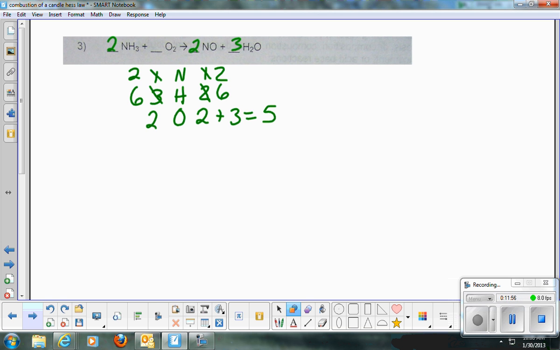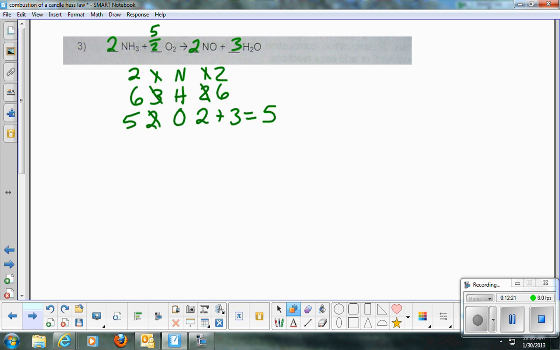Okay, now how in the heck am I going to get a 5 on the left-hand side? Because whatever number I put in front of oxygen, it's going to have to be times by 2. So here's a little trick. It often happens when you have an O2 by itself. Just for a second, I can't leave it that way, but just for a second I put 5 halves. That'll make 5 oxygens there, right?